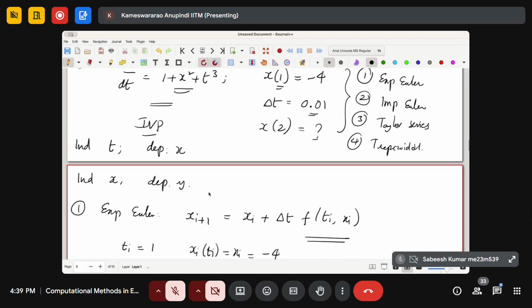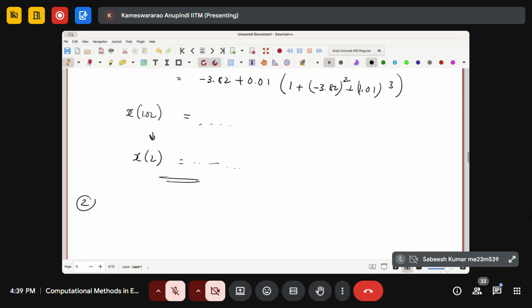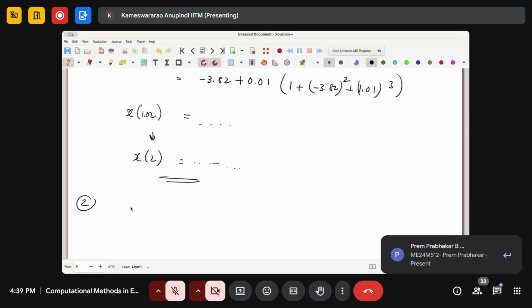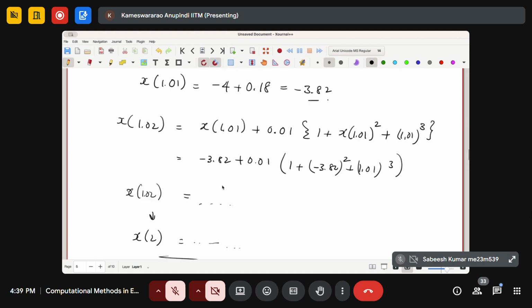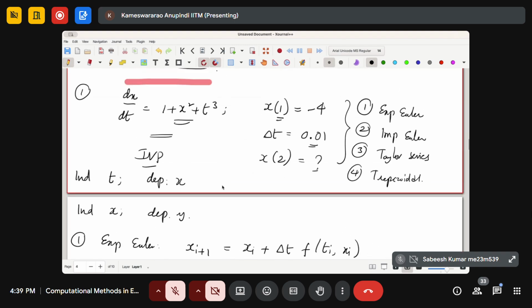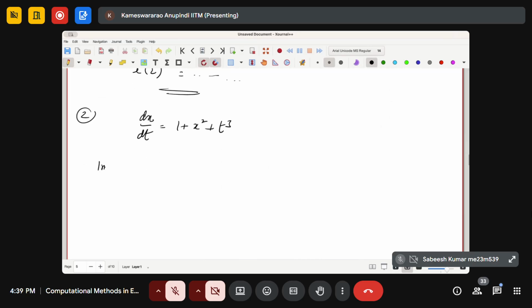Now let us try to do the implicit Euler method. I think now I'll show you the nonlinearization we are talking about. For the implicit Euler method, we are again given this problem, dx/dt equals 1 plus x squared plus t cubed. Then the implicit Euler method.